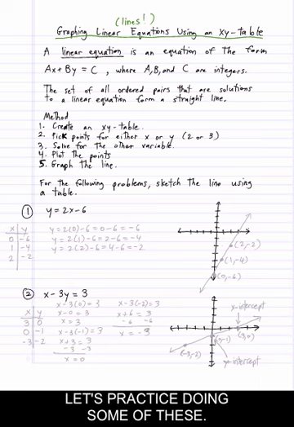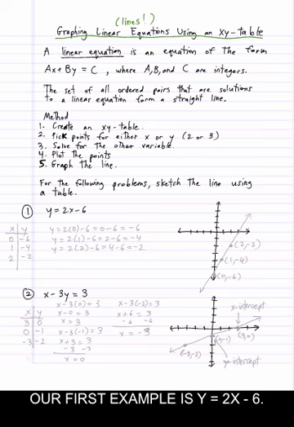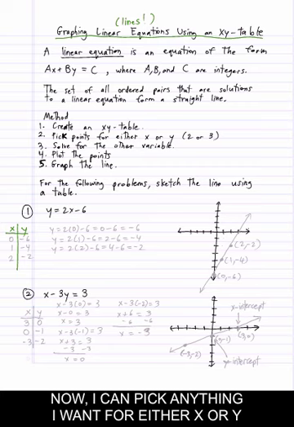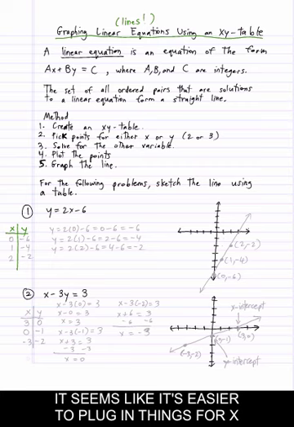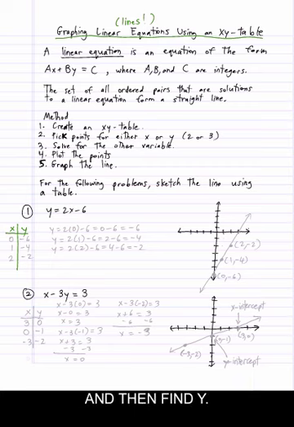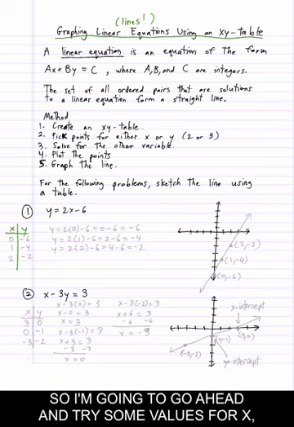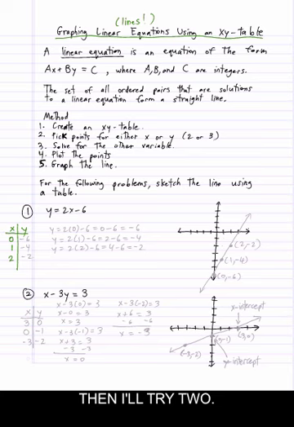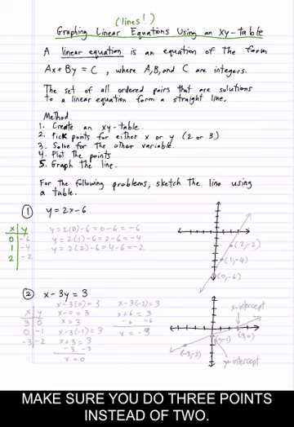Alright, let's practice doing some of these. Our first example is y equals 2x minus 6. So I'm going to do an XY table right here. Now I can pick anything I want for either x or y, but looking at this equation it seems like it's easier to plug in things for x and then find y. So I'm going to go ahead and try some values for x. Maybe first I'll try 0, then I'll try 1, then I'll try 2. If you want to be absolutely safe when you're drawing your line, make sure you do 3 points instead of 2.